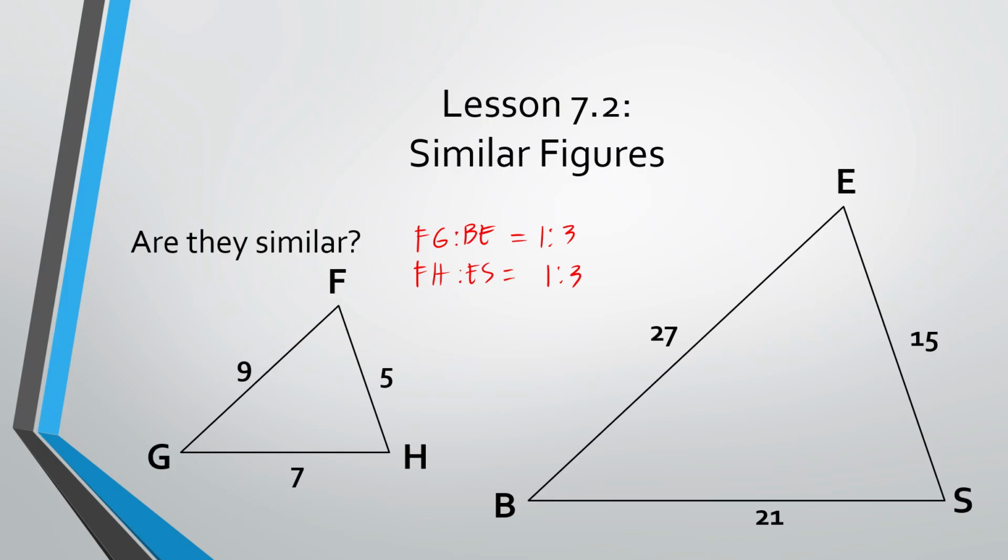So remember that all side ratios must be equal. Okay, next one we have GH. The corresponding side of GH is BS. And the ratio of this is 7 is to 21 or 1 is to 3. So if all of these ratios are equal, therefore they are similar, assuming that all angles are congruent. Did you get it? I hope that you get it. Let's have the next one.